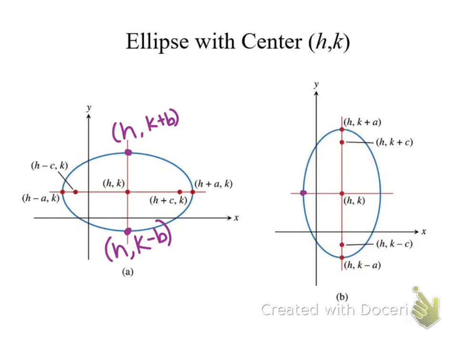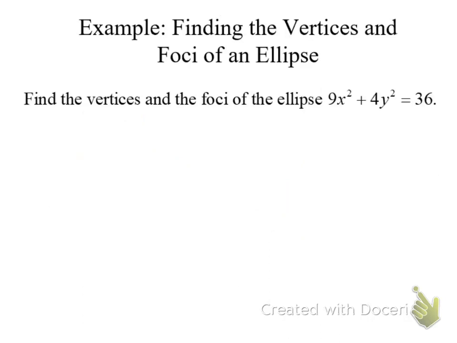Similarly, on the one that's in the y direction, this would be (h minus B, k), because it stayed in line with k. And then this would be (h plus B, k). I think it's sometimes easier to use those two to find them if you're graphing by hand. I know you're not graphing by hand right now because you're doing it online, but that should help a little bit. Let's go ahead and do an example.